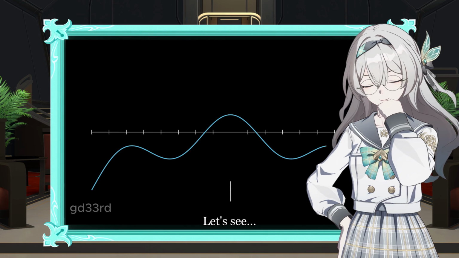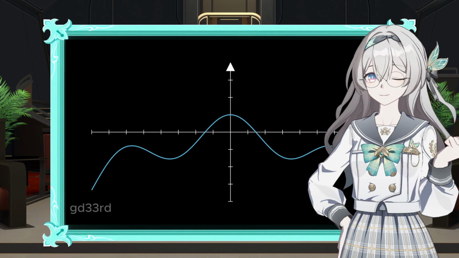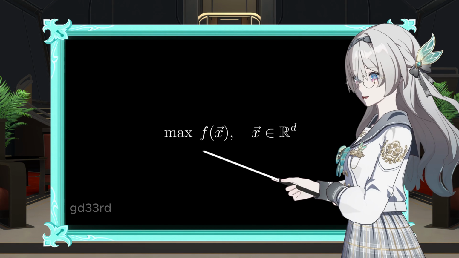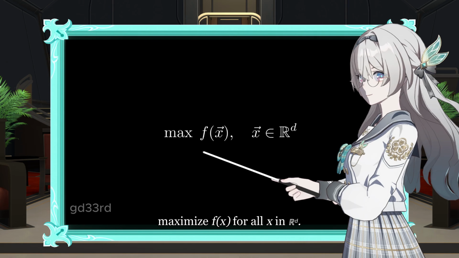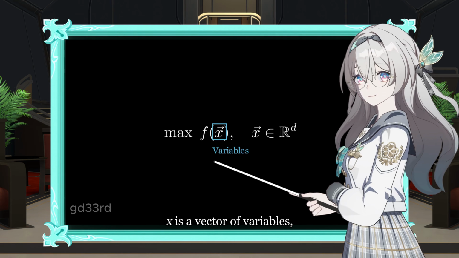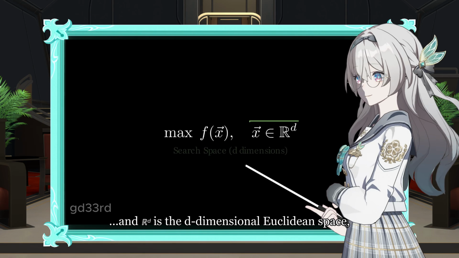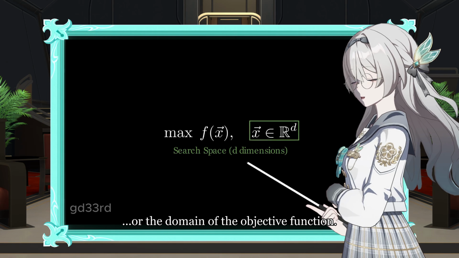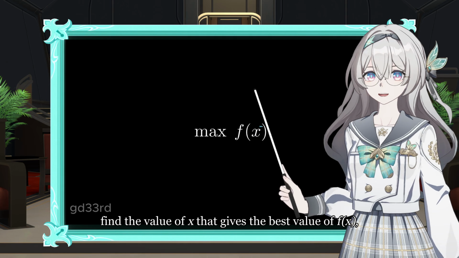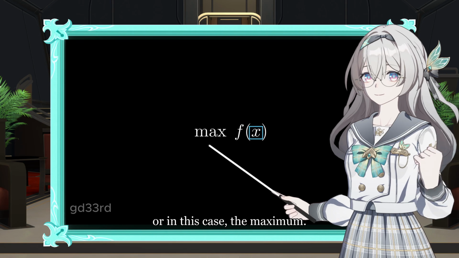Let's see. Imagine we want to find the best solution to some problem. Mathematically, we usually write it like this: maximize f(x) for all x in R^d. Here, x is a vector of variables, f(x) is the objective function, and R^d is the d-dimensional Euclidean space, or the domain of the objective function. Our goal is simple. Find the value of x that gives the best value of f(x), or in this case, the maximum.